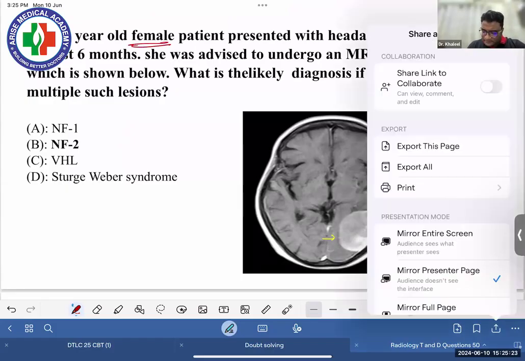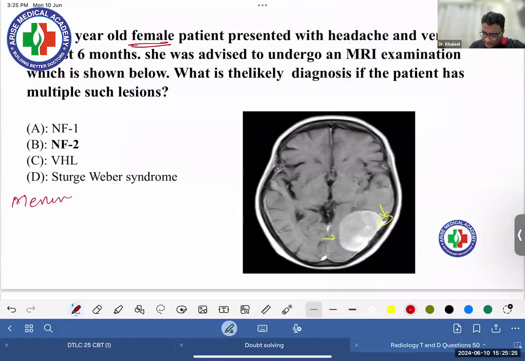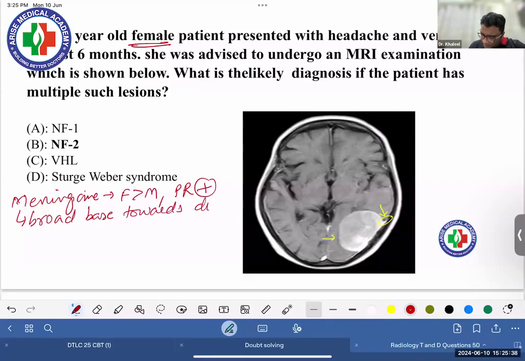So meningiomas are more common in females because of progesterone receptor positivity. They have a broad base towards the dura. They're attached to the dura, either the falx cerebri or the convexities of the brain. They're always near the dura mater, wherever the dura is. And they have a thickening of the dura called the dural tail sign.